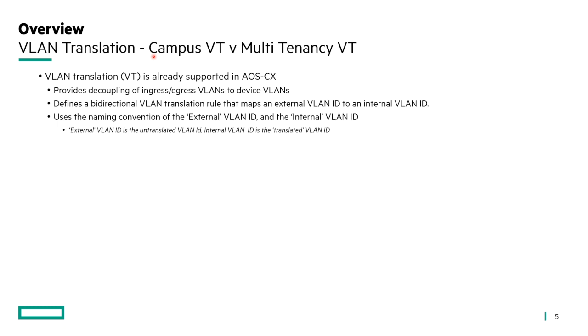VLAN translation, campus VT versus multi-tenancy VT. VT, as it's commonly known for VLAN translation. So VT is already supported in other AOS-CX platforms, but not with VXLAN EVPN implemented, which is the step change for this specific implementation impacting the data center switch portfolio. However, it does behave in exactly the same way, a bidirectional VLAN rule that maps an external VLAN ID to an internal switch VLAN ID.